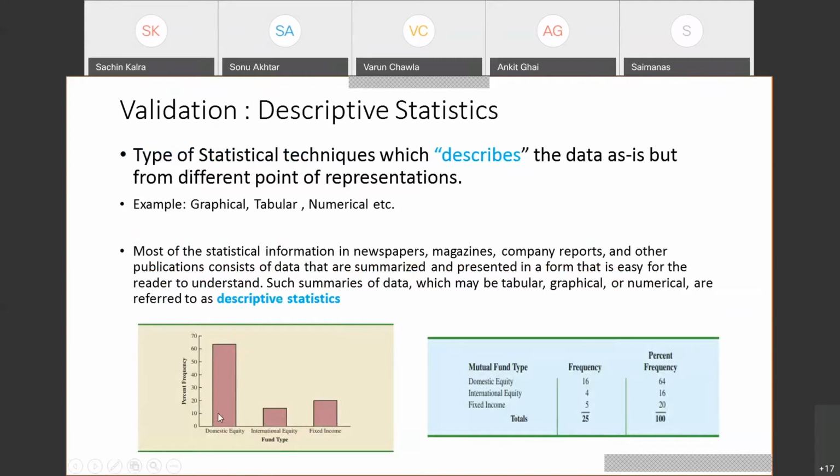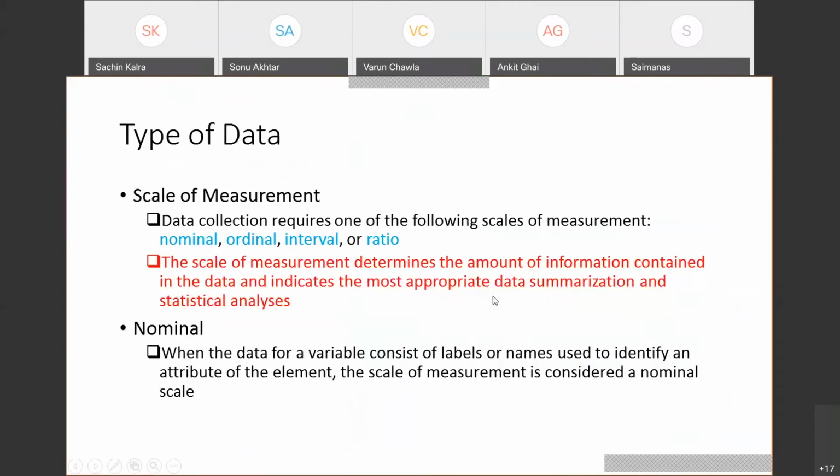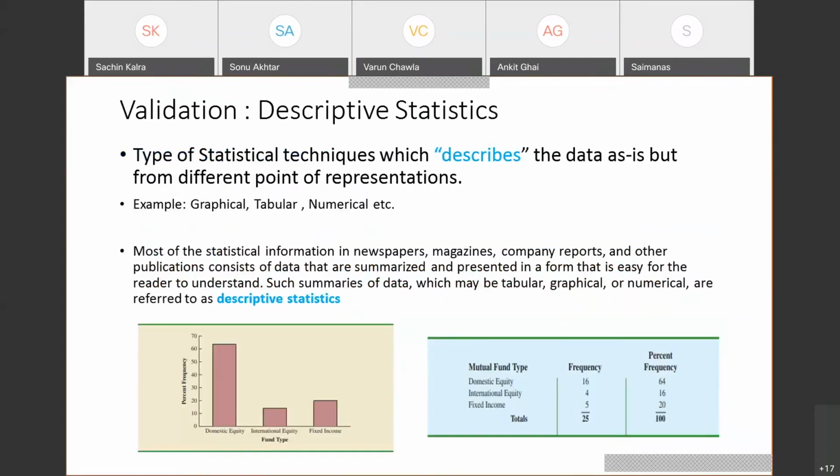So how do you create a bar chart? It's simple. You put down the unique values in that particular variable or column. Then you count its frequency, the number of hits that it has. So domestic equity has 16, IE has 4, fixed income has 5. Overall 25. Now what is this percent frequency? This percent frequency is nothing but this number divided by the total. So what percentage share does this particular mutual fund type have in the entire data?